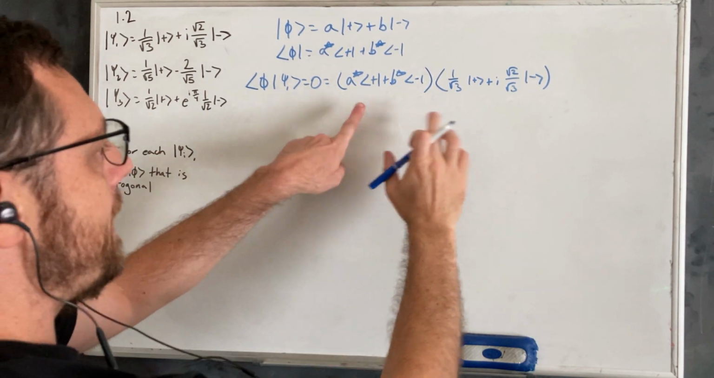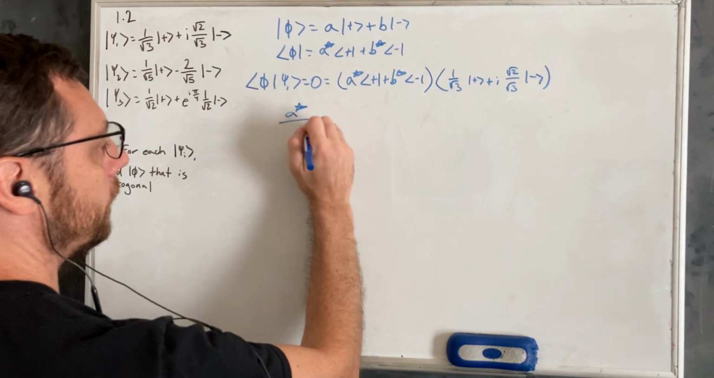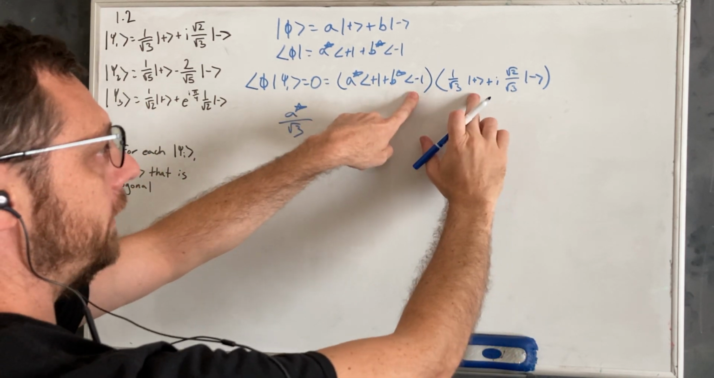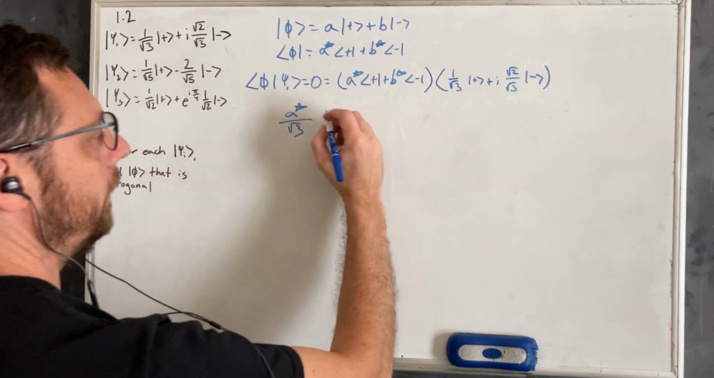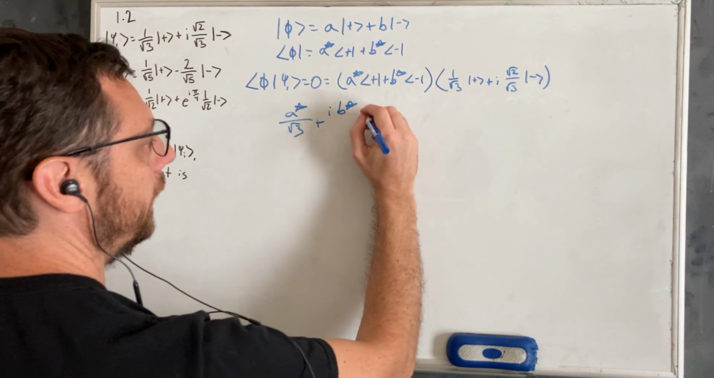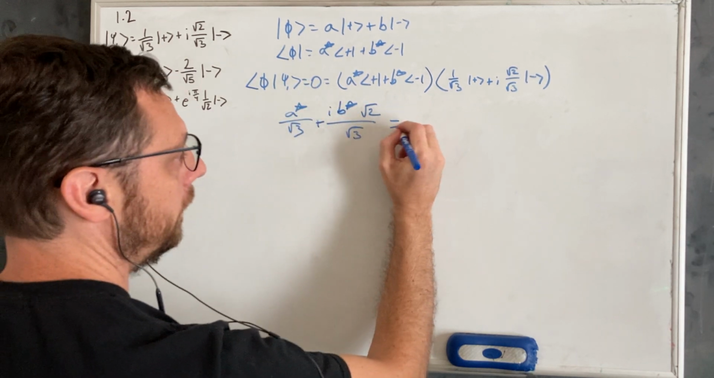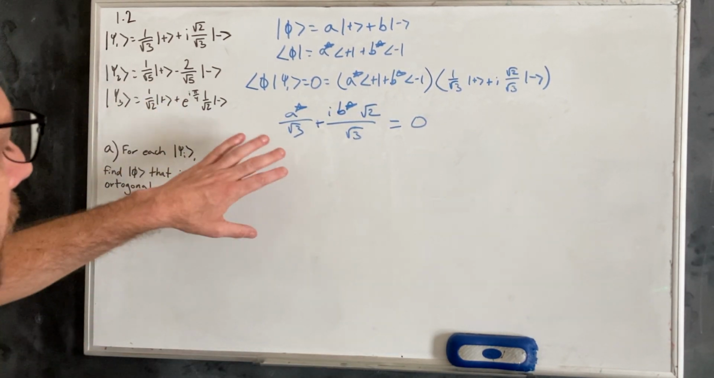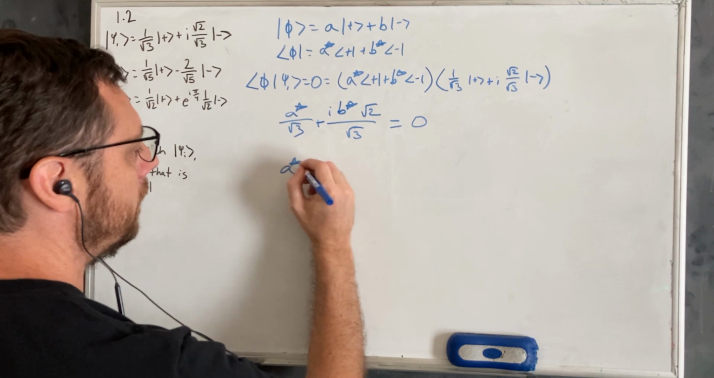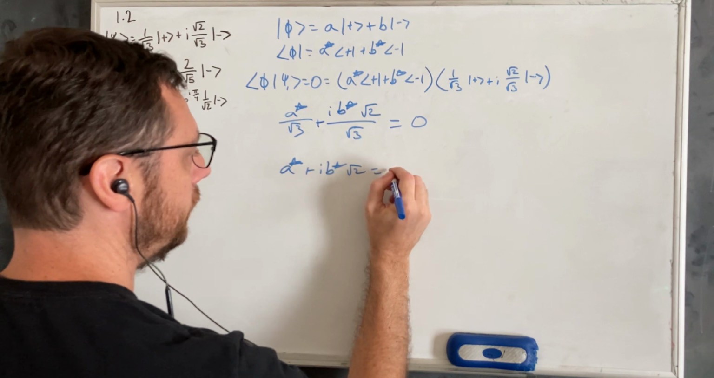So anyways, back here we have our plus and our plus. So we have a star over root 3. And our plus and our minus cancel, our minus and our plus cancel. Our minus and our minus would be plus, let's bring our i out front. So let's do i, b star, root 2 over root 3. And again, we want this to equal 0 to be orthogonal. From here, let's multiply both sides by root 3, just to get rid of that. So a star plus i, b star, root 2 is equal to 0.